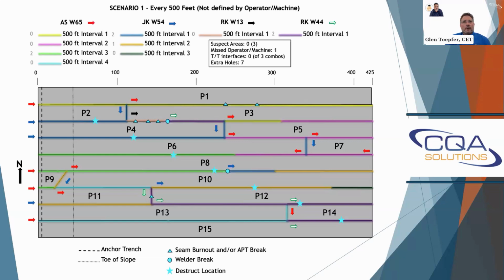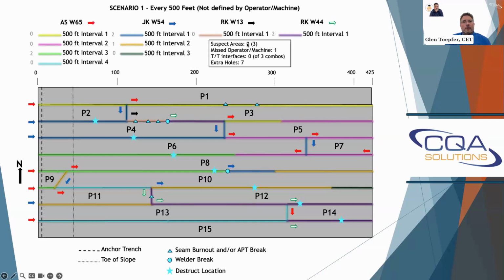But what I wanted to show here, the blue are all the destruct locations doing it this way. The different colors are the 500-foot intervals. Just for this, we're using the 1 per 500 that's still commonly used in the industry. But you can see in doing it this way, we actually suspect areas.